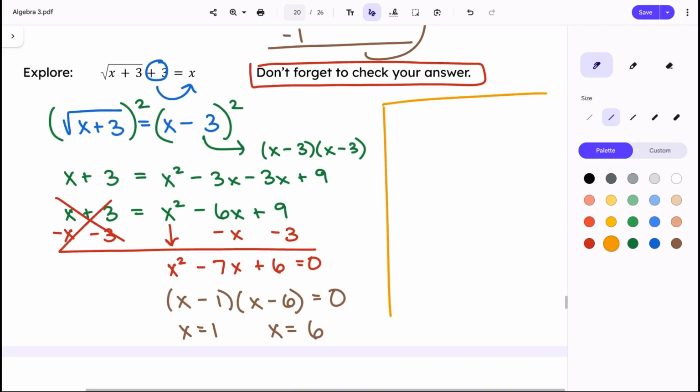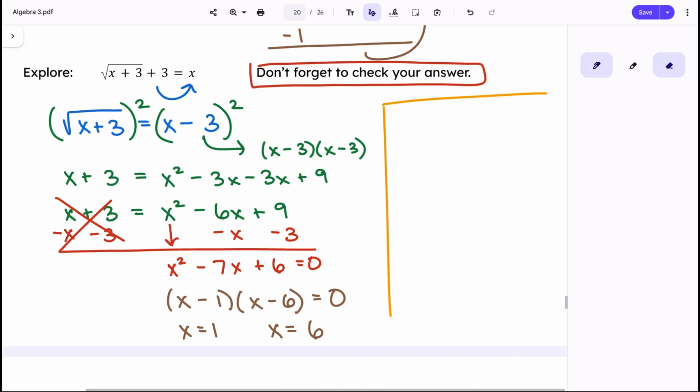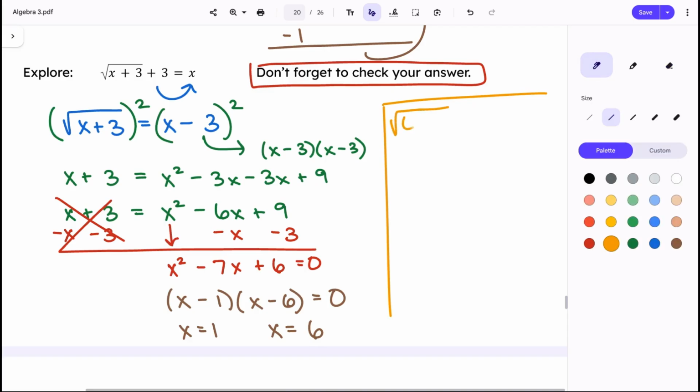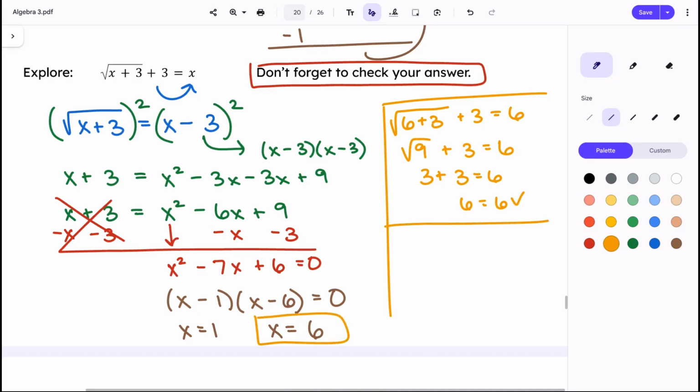So in this case, if I plug in a 6, let's start there. If I plug in a 6 back up here to the original problem, it would be square root of 6 plus 3 plus 3 equals 6. I'm just plugging in 6 for all my x's. What's 6 plus 3? 9. So this becomes the square root of 9 plus 3 equals 6. What is the square root of 9? Does 3 plus 3 equal 6? Yes, that checks out. That means this answer is good. Okay, I like that one.